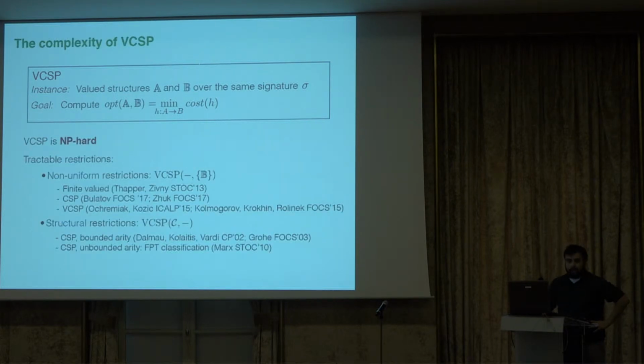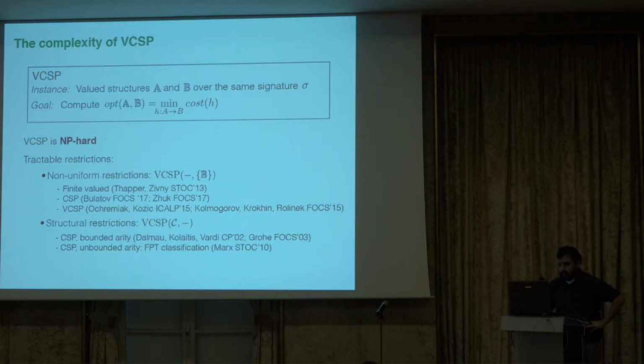Of course, the problem is hard, so it is natural to look for tractable restrictions. And here there are two main lines of work. The first one is non-uniform restriction, where we fix the right-hand side structure B. In that case, the situation is very clear. In particular, last year, the CSP dichotomy conjecture was proved. The other line is structural restrictions, where we restrict the left-hand side A of the problem to belong to a class C. And this is the focus of this paper.